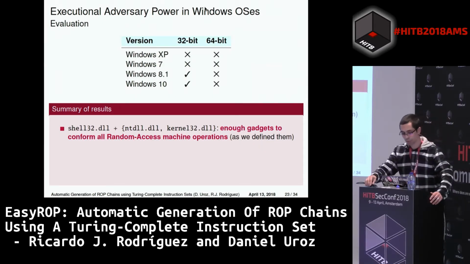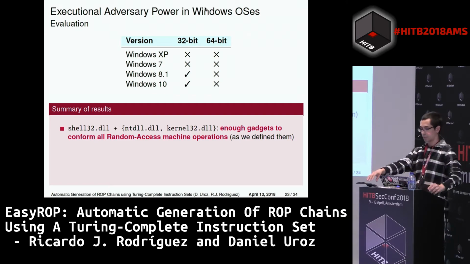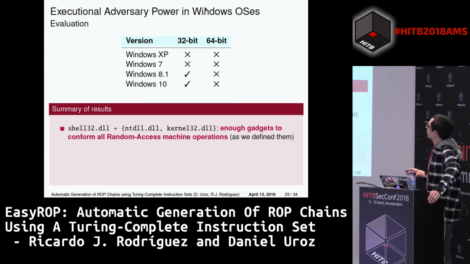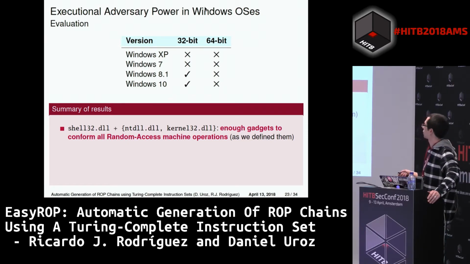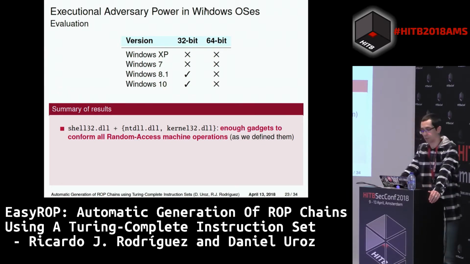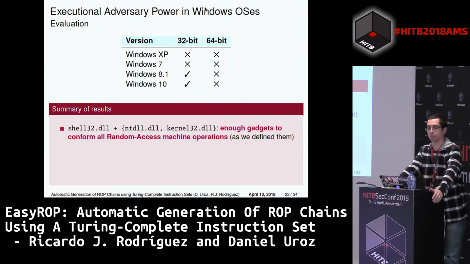Regarding the evaluation, this is what we got. If we consider this DLL, which deals with everything related to the shell, for using the shell from an application, plus NTDLL or kernel32, we have enough gadgets to form every one of the random access machine operations that I have told you before. That means that if we have a process which has these DLLs loaded into memory, and this program has some kind of vulnerability that we can exploit in order to execute arbitrary code, we could execute whatever we want.